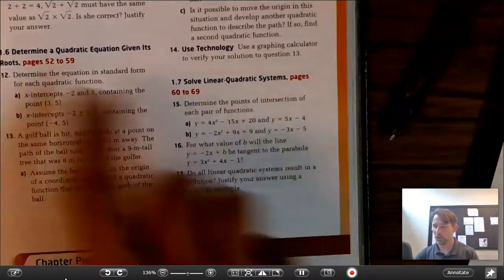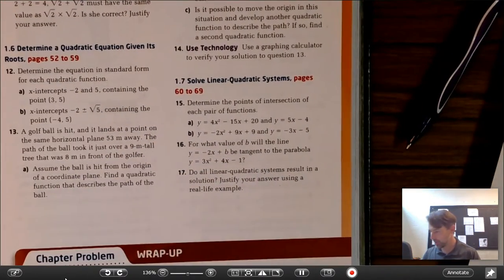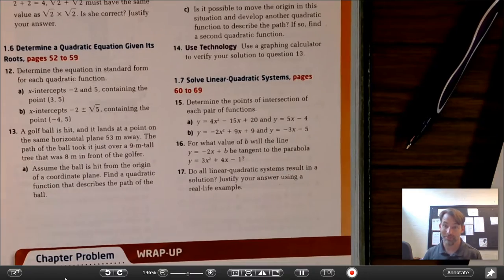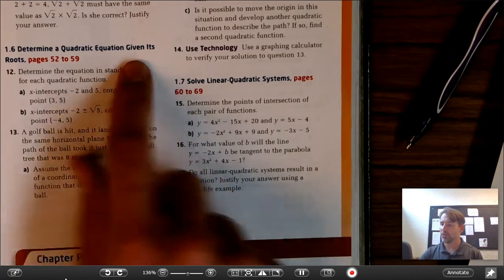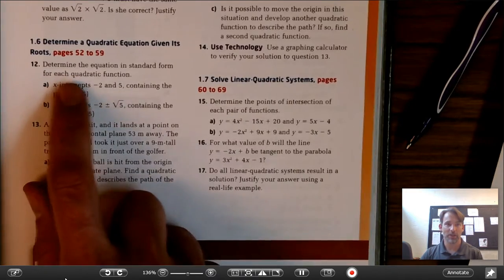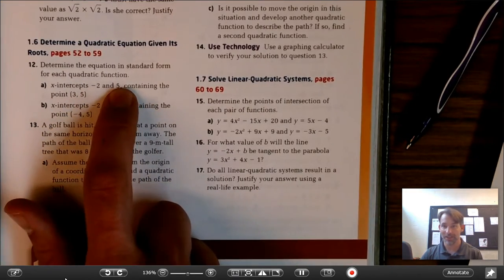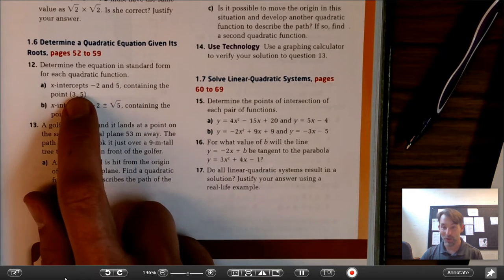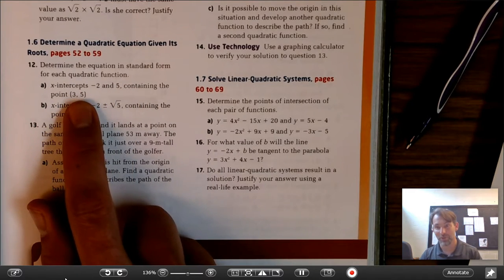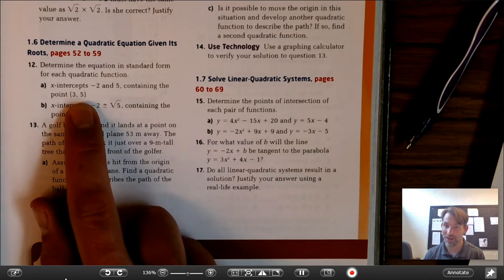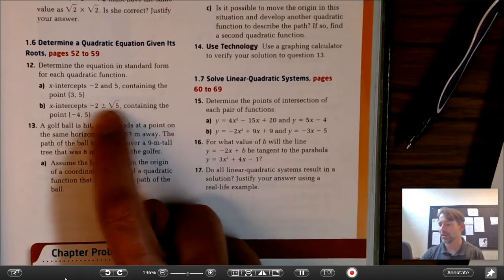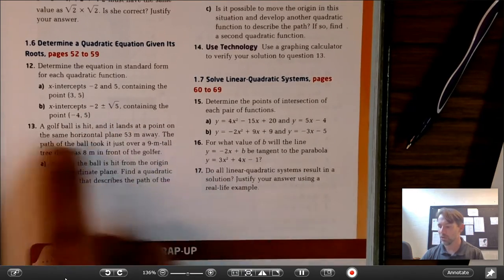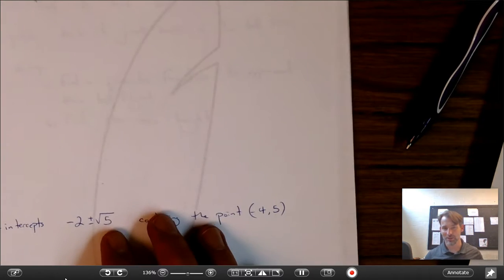We are reviewing 1.6 in our textbook on page 71. Trust me, 71. Okay, 1.6: determine the quadratic equation given its roots. So we have questions where we know where this quadratic touches the x-axis and we know one more point. That's actually enough information to find the equation of that quadratic, and we're going to use the factored form to do these types of questions. Then we have one that has an ugly root, and then we have an application question about a golf ball. All right, so let's take a look at these questions.